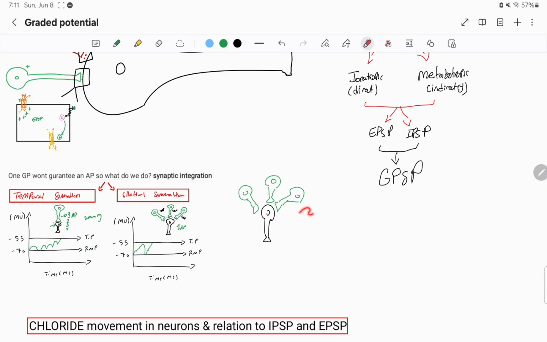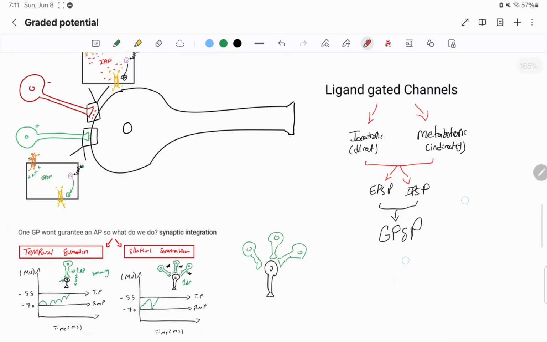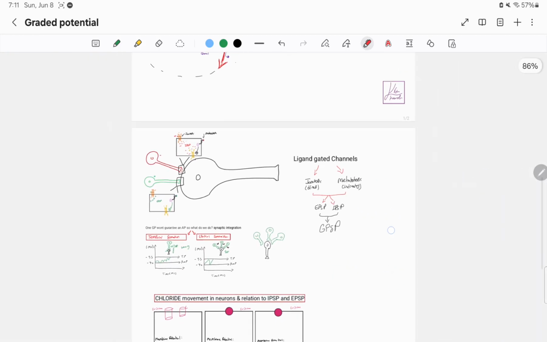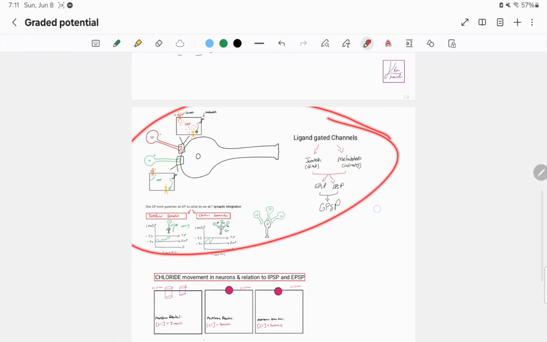Extremely fast. If, for example, this guy's releasing an inhibitory neurotransmitter, but these two are releasing stimulatory, then we will have something like this. We will go, okay, up, up, up, little dip downwards, and then up, up, up, okay? And again, the sum of all of the EPSPs and IPSPs is called GPSP, grand postsynaptic potential. Okay, so that's going to finish it with all of this.